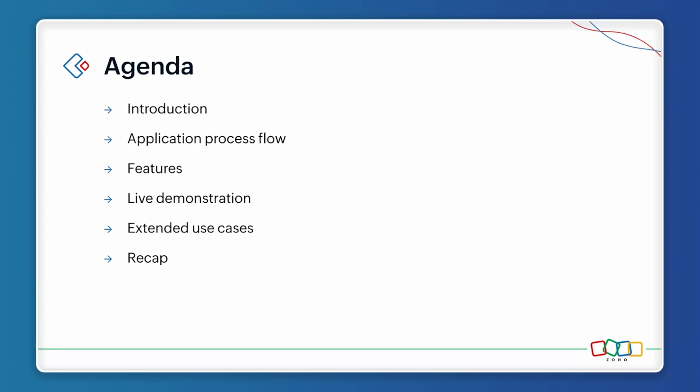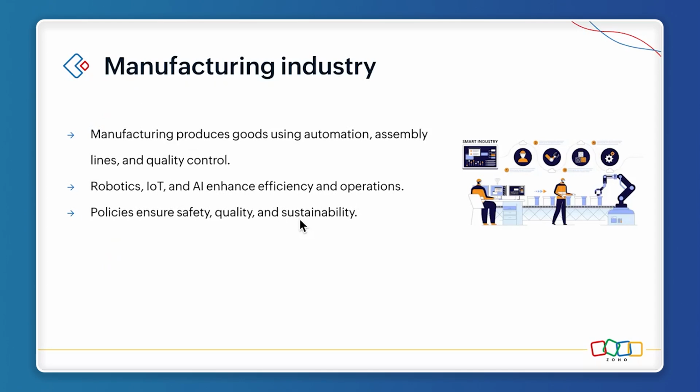Now, without any further delay, let's get started with a quick introduction to the manufacturing industry. Basically, the manufacturing industry produces different types of goods, and uses different automations, assembly lines, and even quality control. In order to do all these processes, they use different technologies like robotics, IoT, and even AI to enhance the efficiency of operations.